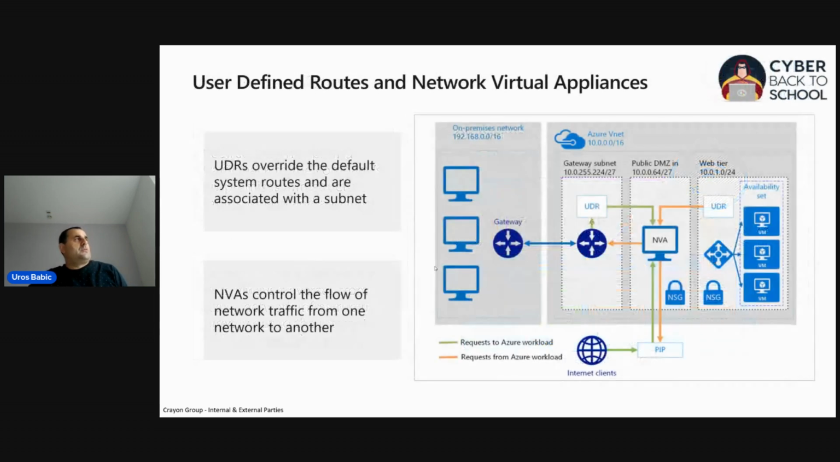I mentioned user-defined network virtual appliance routes. User-defined routes override the default system routes and are associated with the subnet. I can define the default gateway subnet in order to connect with the public DMZ and web tier. Here, the network virtual appliance controls the flow of network traffic from one network to another.